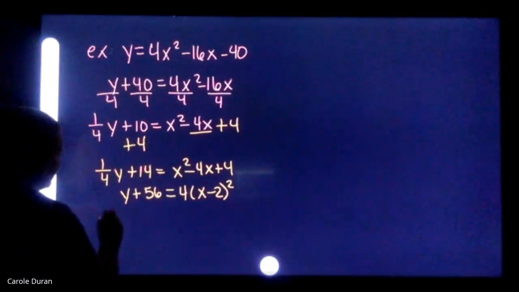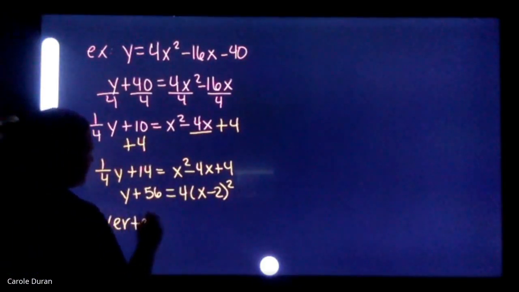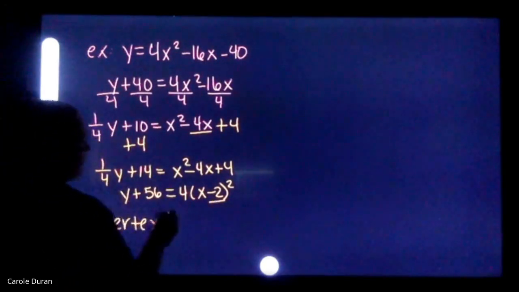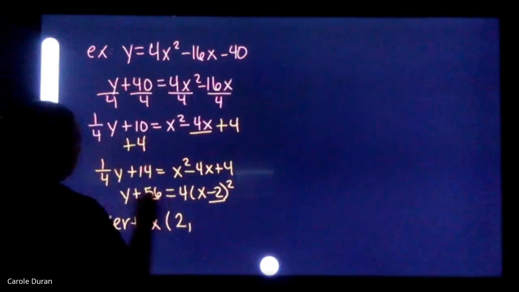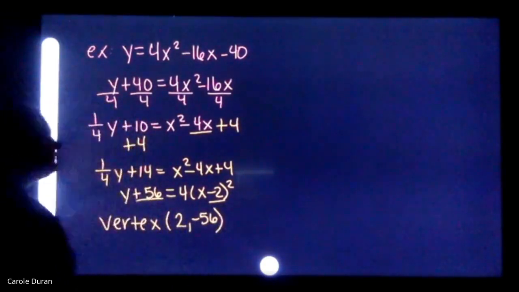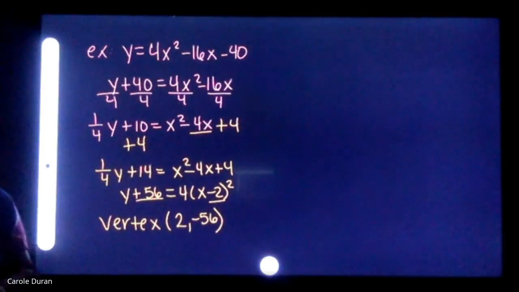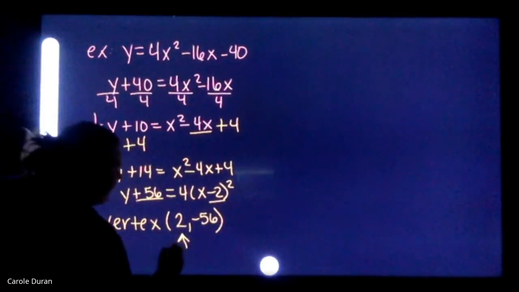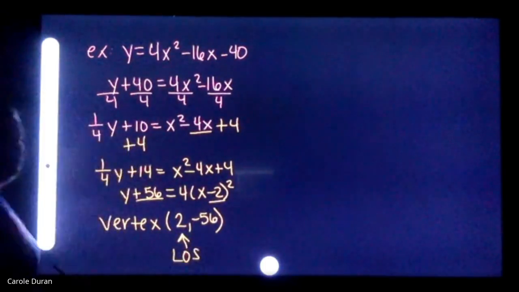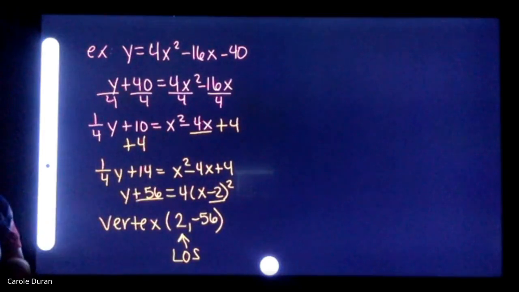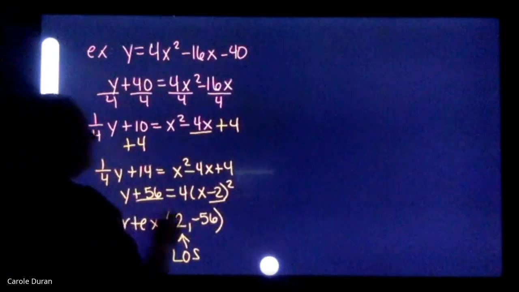From here, I can just go ahead and identify my vertex. So again, the vertex is the number attached to x, but the opposite sign, so 2, and the number attached to y, but the opposite sign, which is negative 56. The x-coordinate of my vertex is also my axis or my line of symmetry. Okay, so I already have 2 parts of my graph just from finding that vertex. So that's what I'm going to go ahead and do next, is graph it.